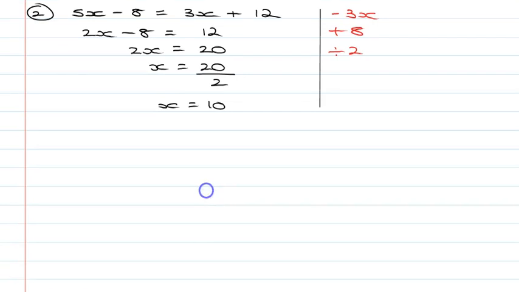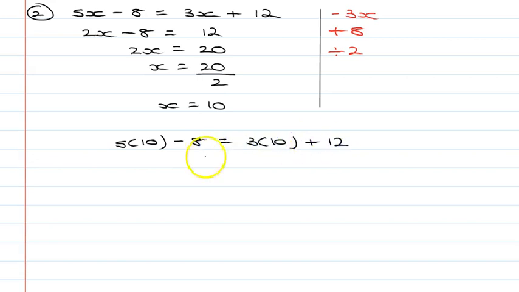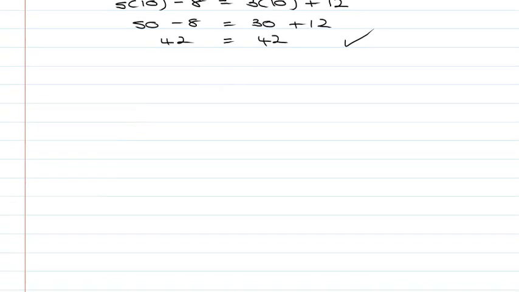So you can see I'm now going to check by subbing in x equals 10 to check that the left hand side equals the right hand side. So by subbing in 10, I get on the left 5 times 10 is 50. Minus 8, and 3 times 10 is 30, plus the 12, so 42 equals 42, so the left-hand side equals the right-hand side. Okay, the next example I'm going to do involves a negative quantity of x.